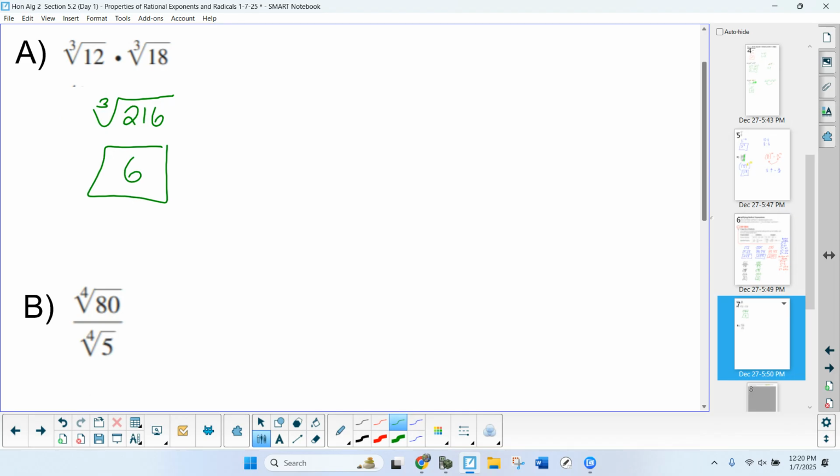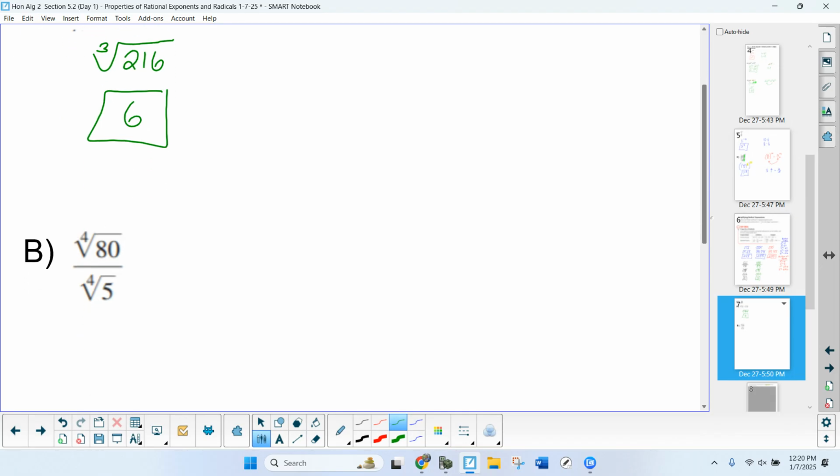What are we going to do here? 80 divided by 5. Do you guys know what is 80 divided by 5? 16. And what's the fourth root of 16? 2.